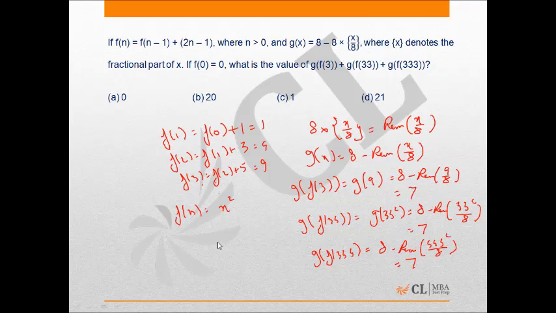Hence when I add g(f(3)), g(f(33)) and g(f(333)), I get 7 plus 7 plus 7, which is 21.